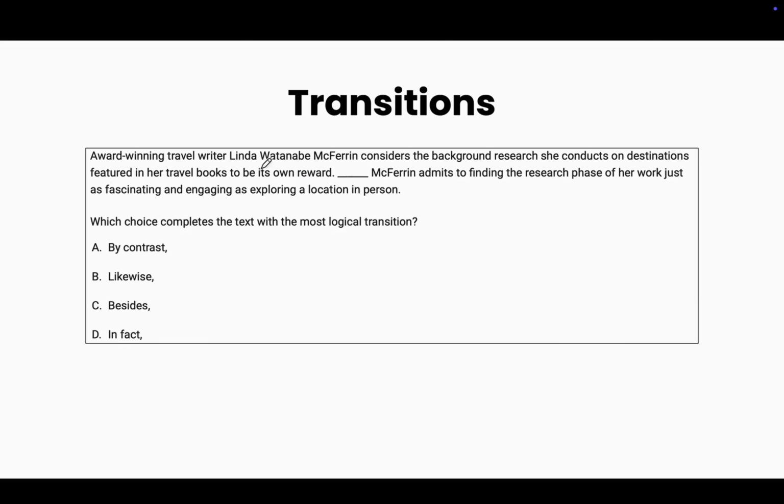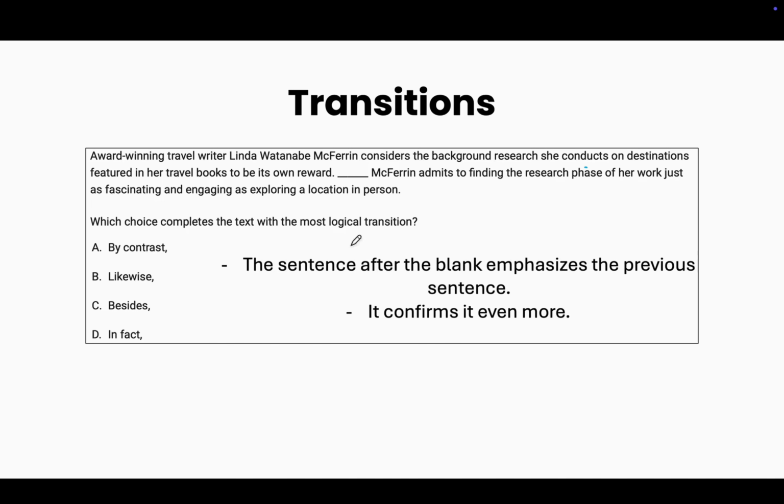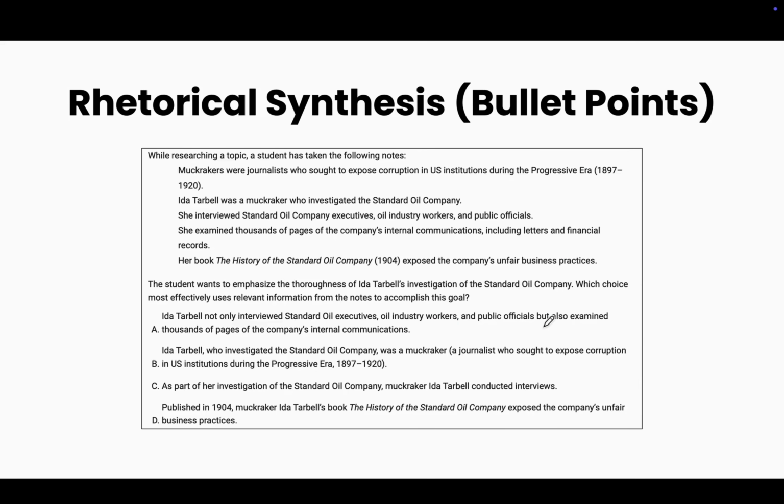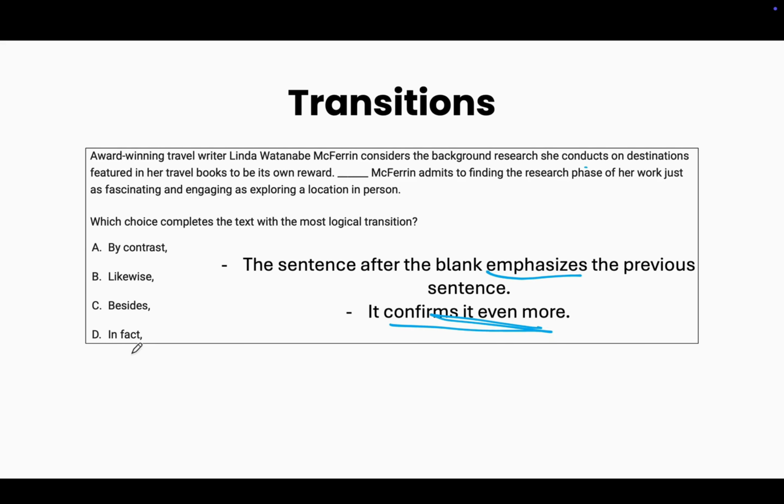Award-winning travel writer Linda Watanabe McFerrin considers the background research she conducts on destinations to be its own reward. Blank. McFerrin admits to finding the research phase just as fascinating as exploring a location in person. So the sentence after the blank emphasizes the previous sentence. It confirms it even more. So when something gets confirmed even more, we use in fact. So choose D.